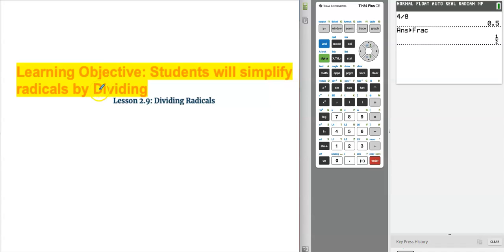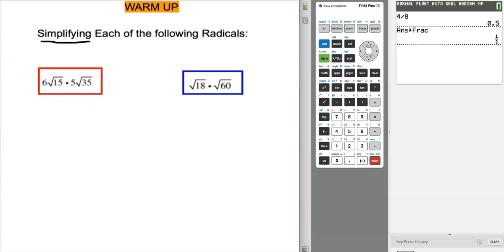Alright, so today we're going to be looking at lesson 2.9 and we're going to be dividing radicals. We've been multiplying radicals, we've been subtracting radicals, we've been adding radicals, and so now what we're going to do is we're going to try to divide those radicals. Alright, so as always, we're going to take a look at a little warm-up here.